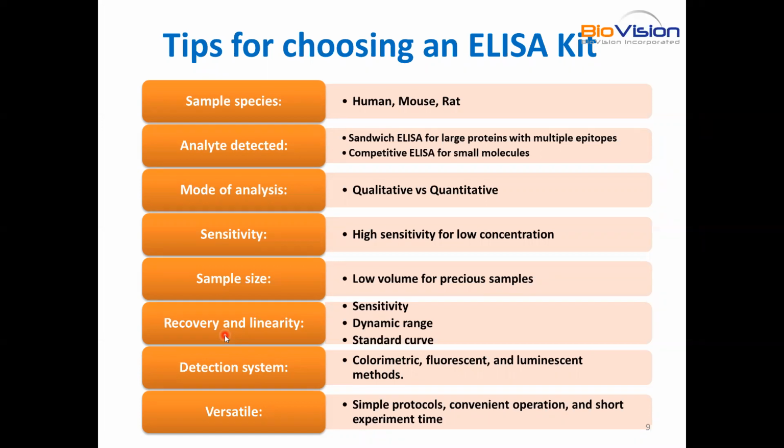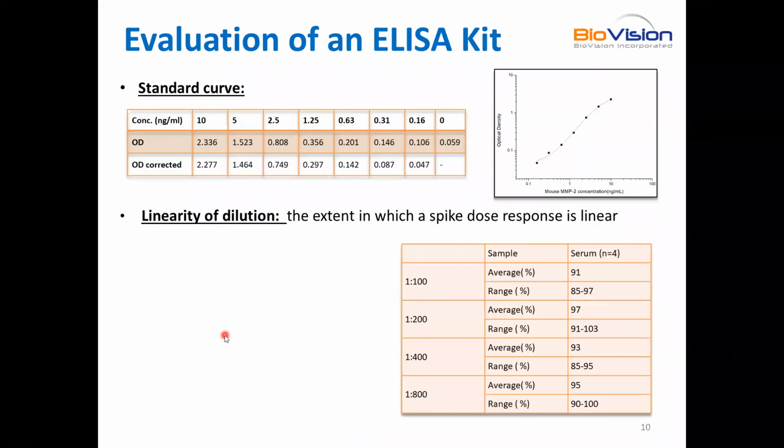Now once we know these are the tips that one should look for in choosing an ELISA kit, based on these parameters we want to know how we can evaluate a kit. If we have an ELISA kit and we know these are the parameters to look at, the next step is to evaluate whether this is an ideal ELISA kit for one's application. So I'm going to talk about how we can evaluate these parameters now.